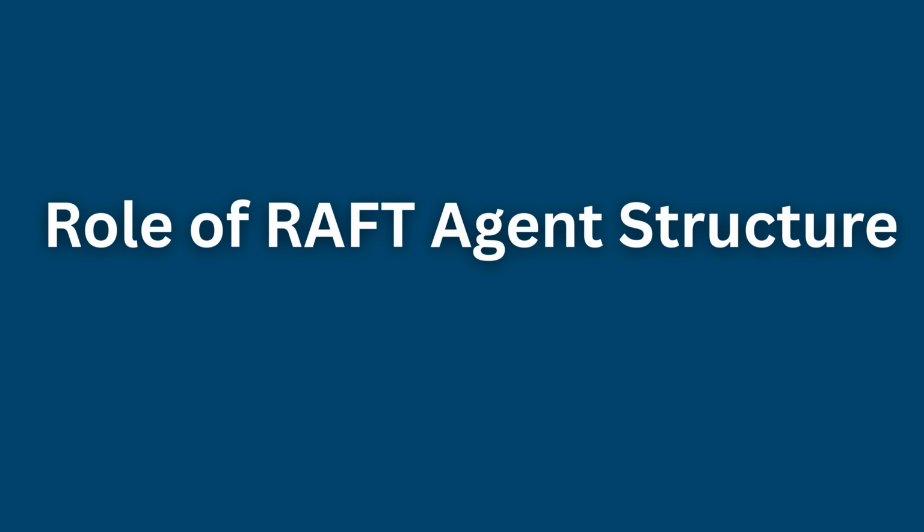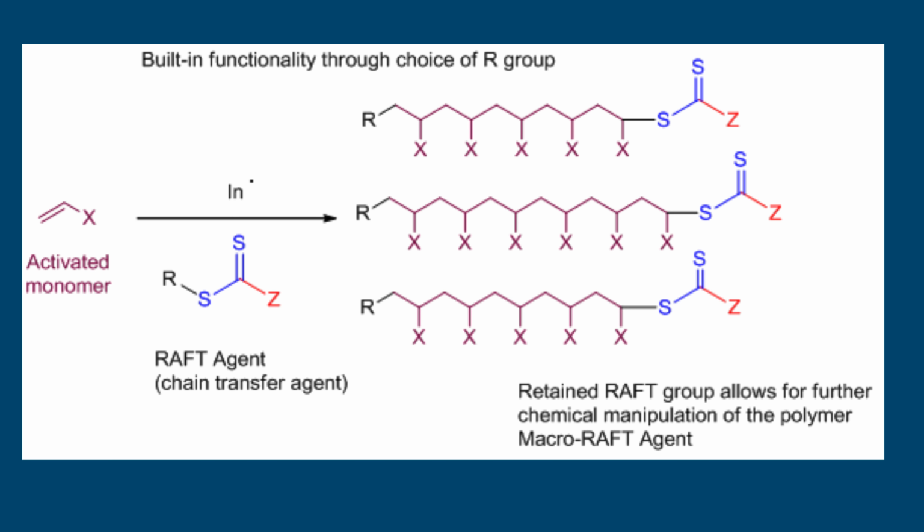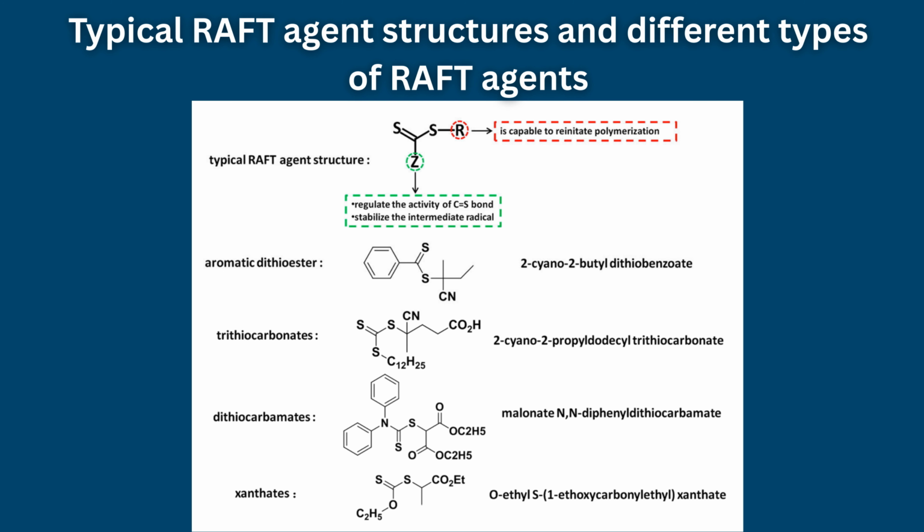The performance of RAFT polymerization strongly depends on the structure of the chain transfer agent, particularly the Z group and R group. Z group. The Z group regulates the reactivity of the C=S bond and stabilizes the intermediate radical. It influences the rate of addition and fragmentation during the RAFT equilibrium.